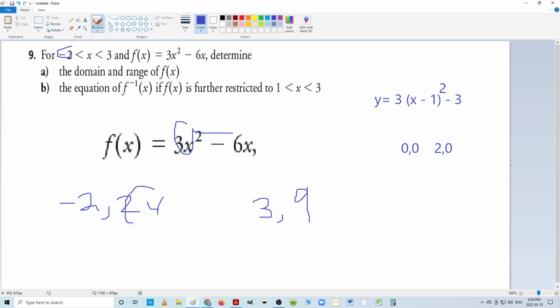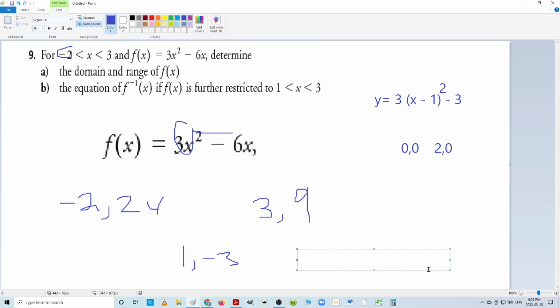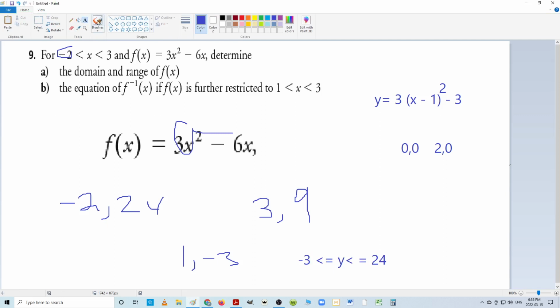And so it looks like the range goes between 24 and 9, which makes sense because the vertex is right here at (1, minus 3). It's upward facing, so it's going to go up like that, but obviously it reaches a higher point, so it would appear the range is this. But we'll confirm that.